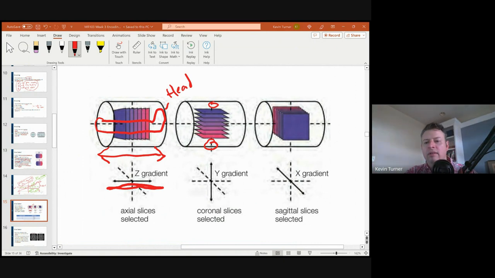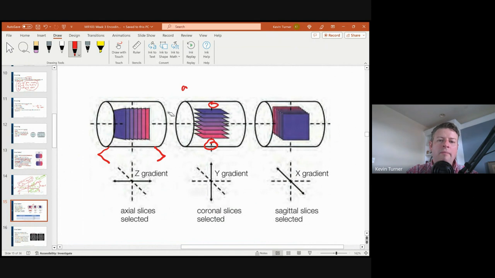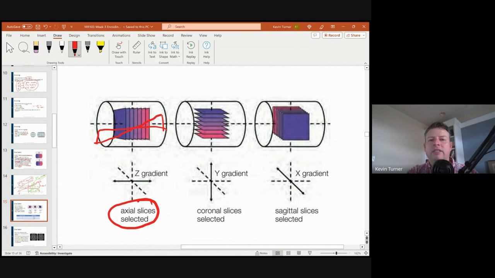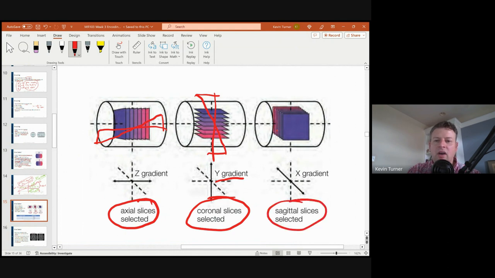Those are our technical names for those things. So when I want to make a certain type of slices, then I have to choose a certain physical gradient to do the job of slice select. When I want to make axial slices, only the gradient that changes magnetization from foot to head can be used to make those axial slices. When I want to make coronal slices, then the Y gradient is the only gradient that can turn on that will change the strength from anterior to posterior. And when I want to make sagittal slices, only the X gradient can turn on and change the magnetization from left to right or lateral to medial.